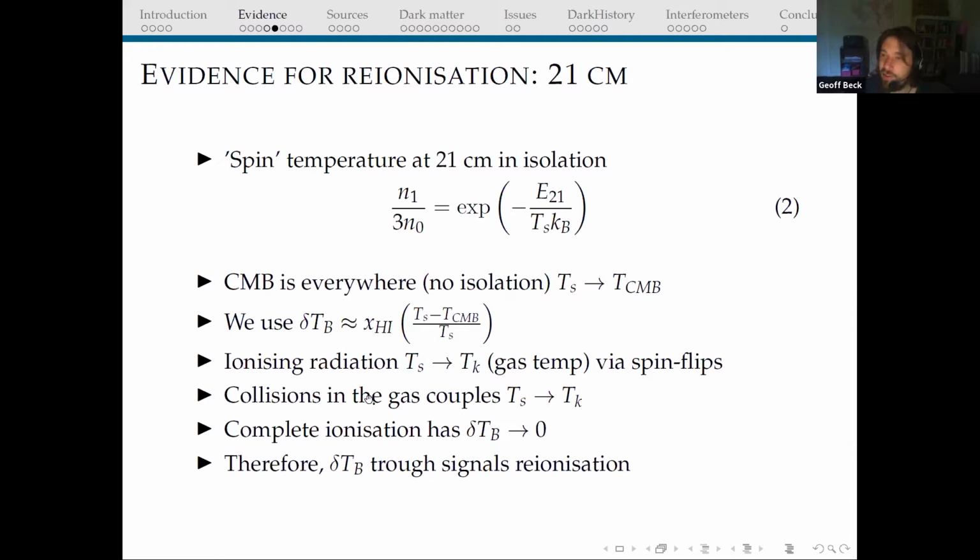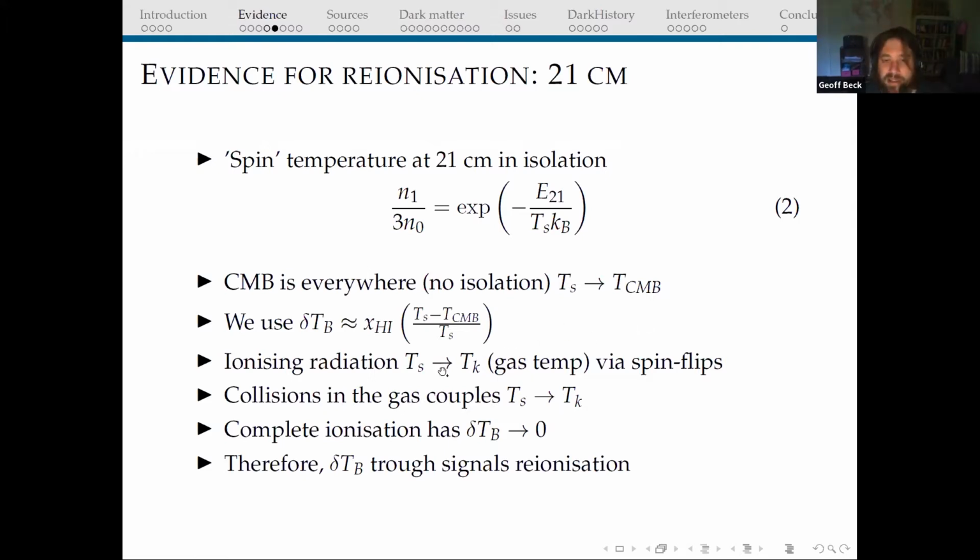Similarly, collisions between particles in the gas can also drive the temperature of this 21 centimeter emission to be similar to the gas temperature. Okay, so the competing effect here: the CMB is always trying to force the spin temperature of the 21 centimeter emission to be the same as itself, and various effects will push the spin temperature instead towards the temperature of the gas. And it's worth noting the temperature of the gas will usually be, at least in the earlier universe, below the temperature of the CMB.